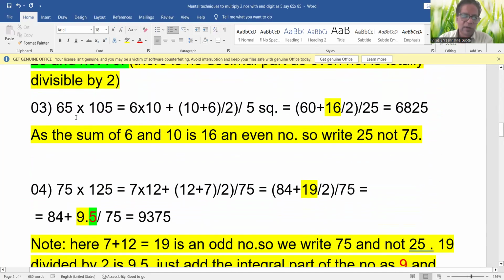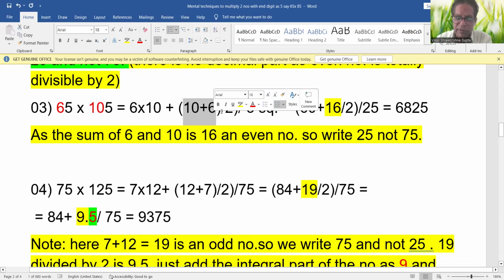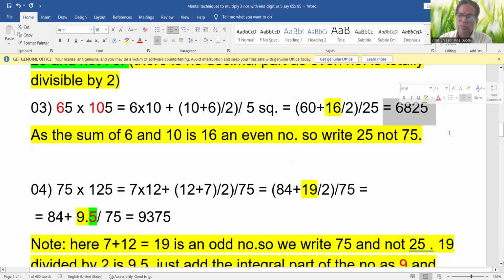65 into 105. Now, the first digit is 5, last digit is 5, unit digit is 5, and the difference is how much? 40. The difference is 40. Now, the same technique is there. I multiply 6 by 10. I get the product as 60. Then I add 6 plus 10 divided by 2. Now 6 plus 10 is 16, which is an even number, 100% divisible by 2. There is no decimal part left. So the answer will be followed by 25 and not by 75. And 16 by 2 is how much? 8. So 60 plus 8 is 68, followed by 25.